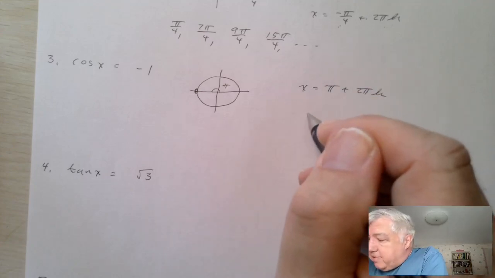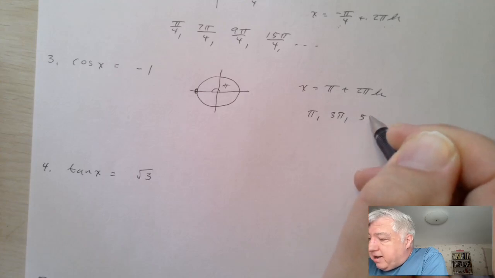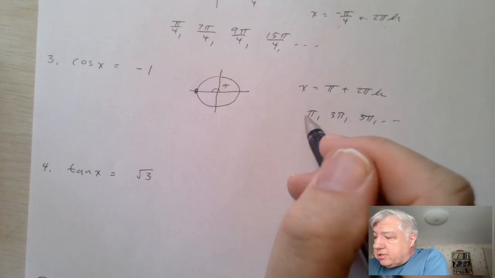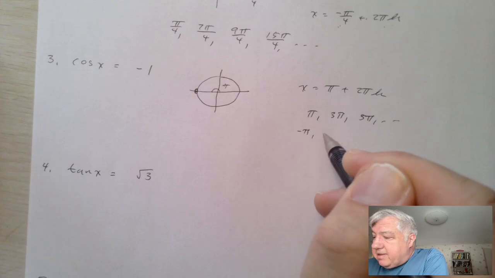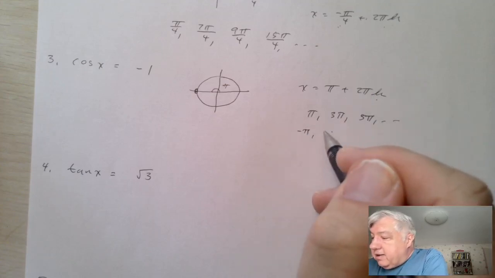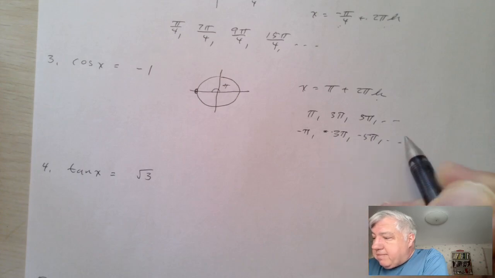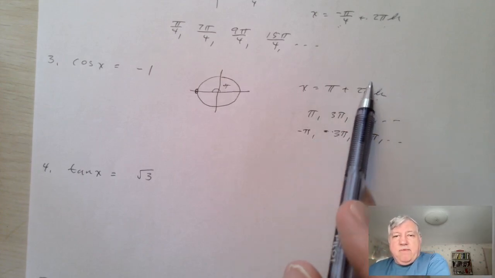So when k equals 0, you get pi, or 3 pi, or 5 pi, and so on. You would also get, of course, when k is -1, negative pi, and then negative 3 pi, and negative 5 pi, and so on. But these all fall under this form.